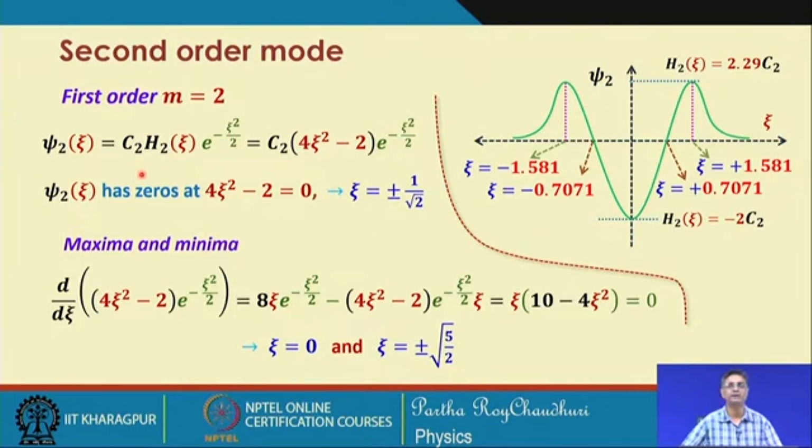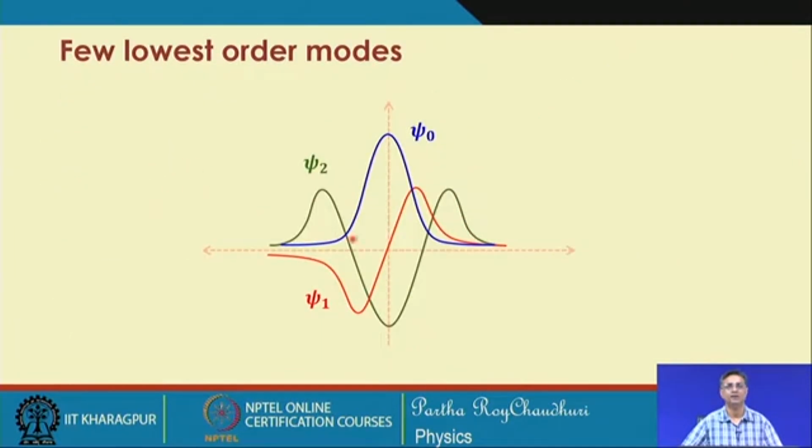So, you have a complete description of the various orders of modes, and these first few orders of modes for this parabolic index profile are represented by this. The blue curve is the fundamental, then you have psi 1 in red, and then you have green, which is psi 2, and so on and so forth.